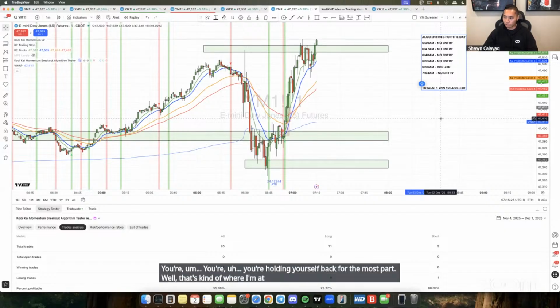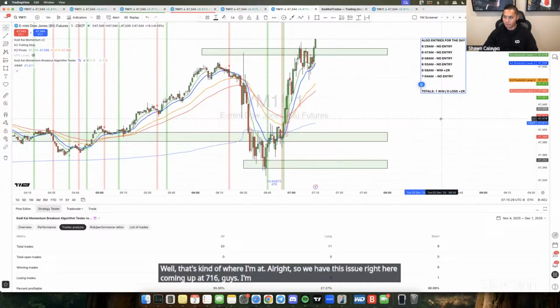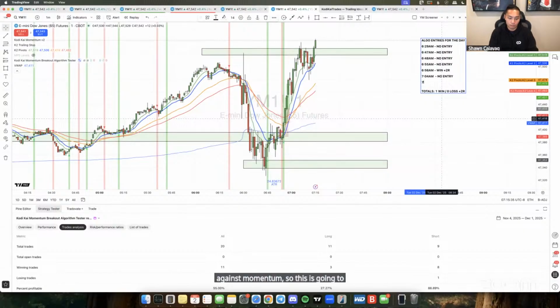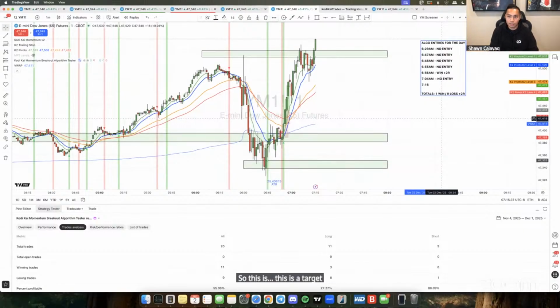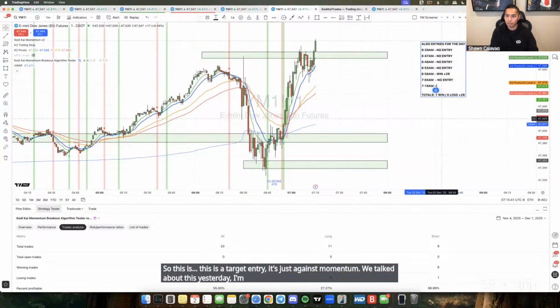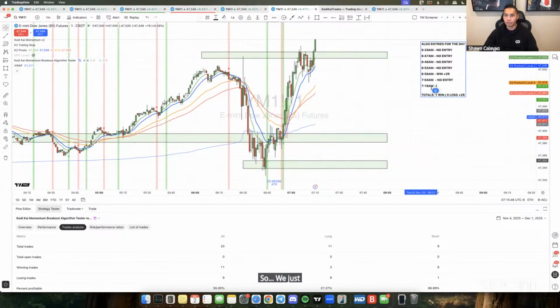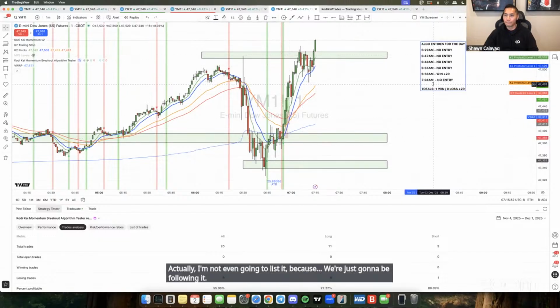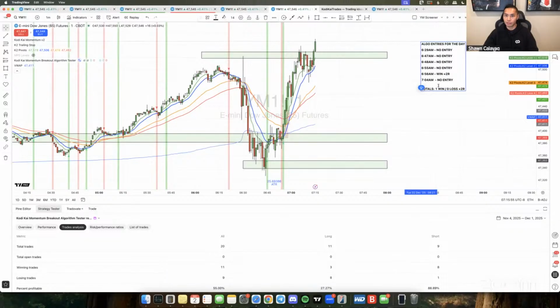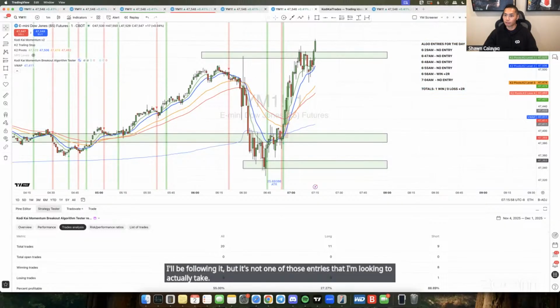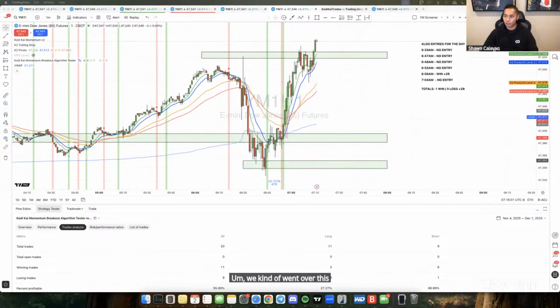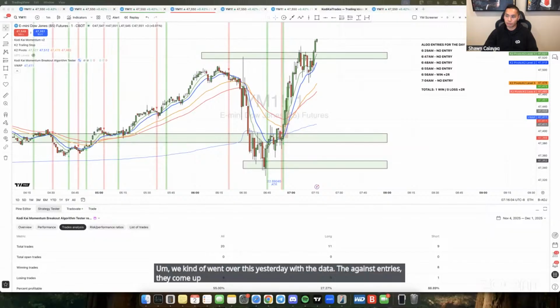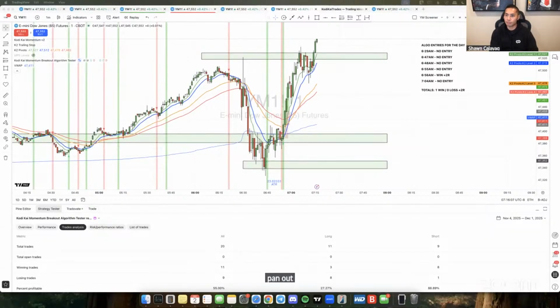All right, so we have this entry right here coming up at 716, guys. I'm not in this position. This is going to be against momentum. So this is a target entry, it's just against momentum. We talked about this yesterday. I'm not taking against momentum entries. We just have it listed on here. Actually, I'm not even going to list it because we're just going to be following it. We'll be following it, but it's not one of those entries that I'm looking to actually take. We kind of went over this yesterday with the data. The against entries come up every so often, but long term, they don't really pan out. So they're better to be skipped than to be taken.